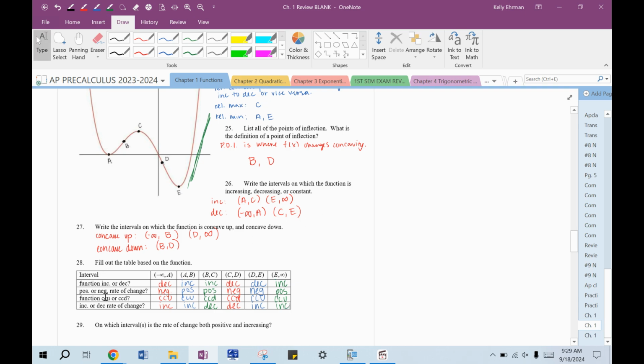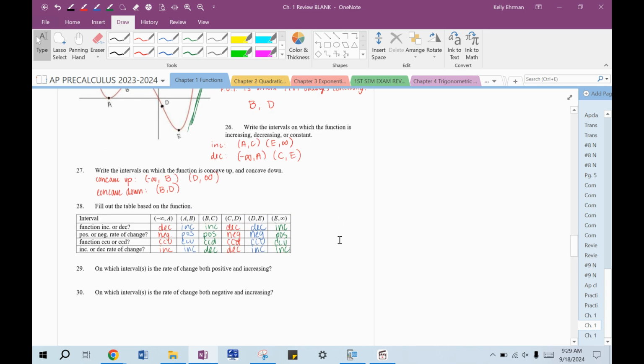Study the connection between concavity and rate of change increasing or decreasing, and function behavior and whether that's a positive or negative rate of change. On which interval is the rate of change both positive and increasing? This table is really nice, but positive means going up, and increasing rate of change means concave up. So we're looking for a combination of the two. Or check your chart.